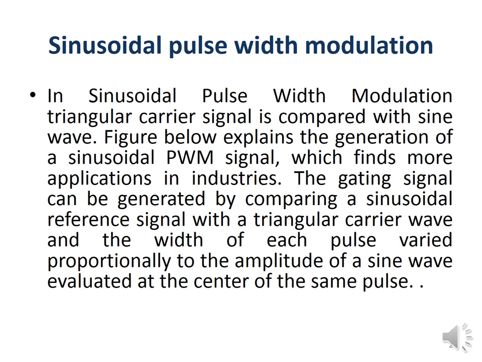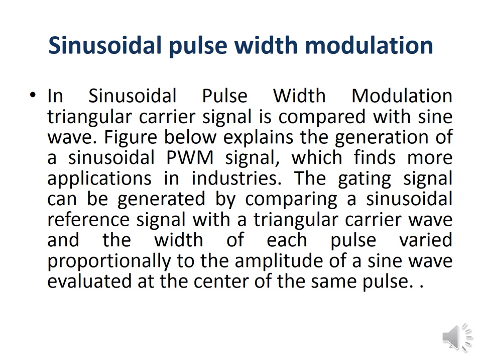In sinusoidal pulse width modulation, we are comparing two signals. One is the carrier signal, and the other is the reference signal. Here the triangular carrier signal is taken and it is compared with the sine wave. Wherever these two signals meet, it generates the signal for the inverter.